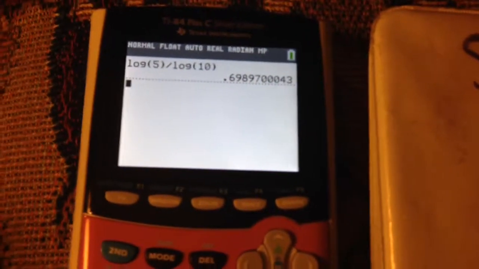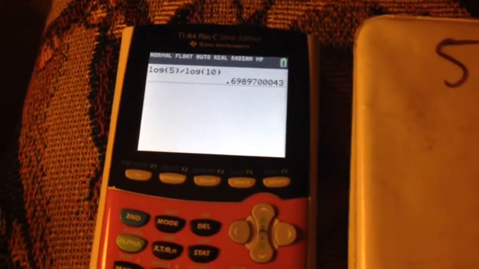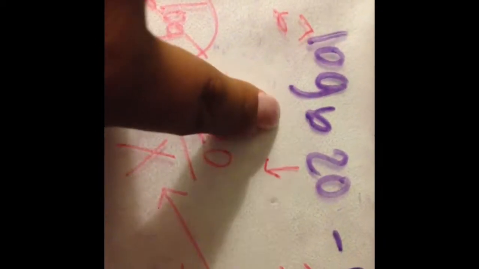0.69 is your answer. So our next equation is log base 6 of 20 minus log base 6 of x equals log base 6 of 2. So the first thing we do is we want to get rid of the logs. So we put the base of 6 because the base is 6. So we put the 6's down here to get rid of the logs.